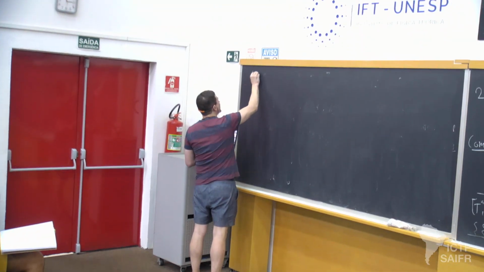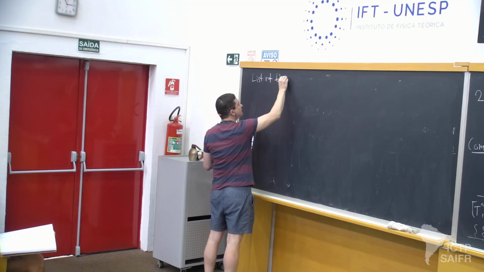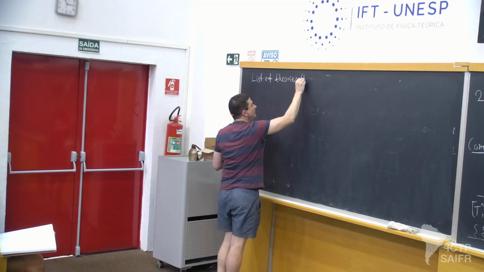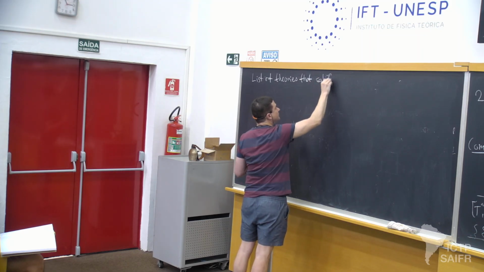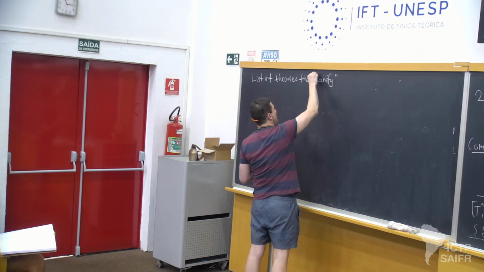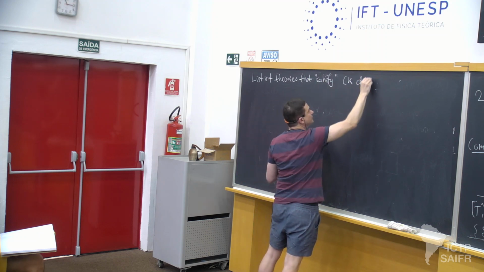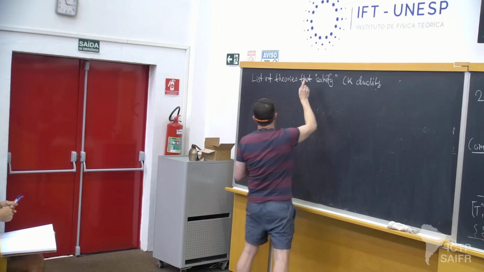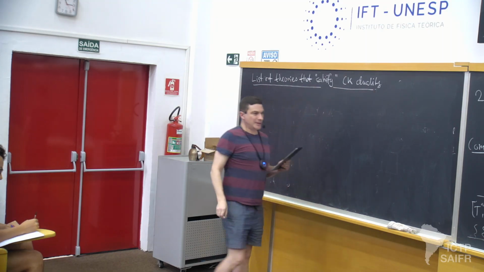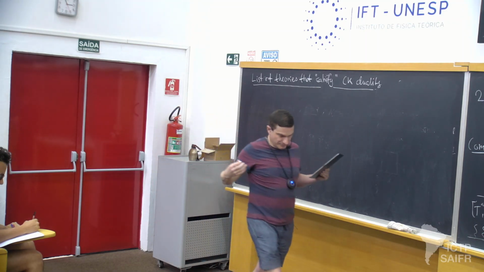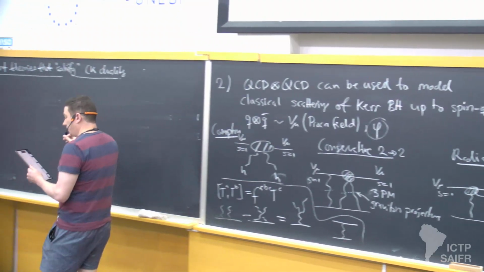So, a list of theories that satisfy, and let me put that in quotation marks, color-kinematics duality. The reason I put it in quotation marks is that this list is incomplete, in the sense that we don't have proofs for what I'm going to say, so we just have partial evidence, right?